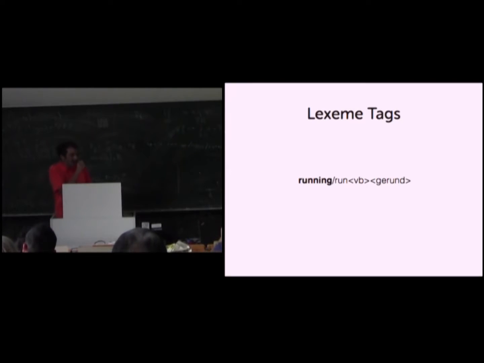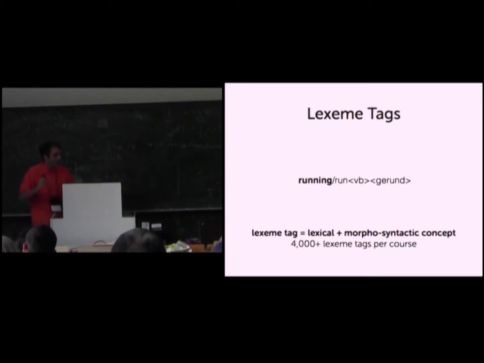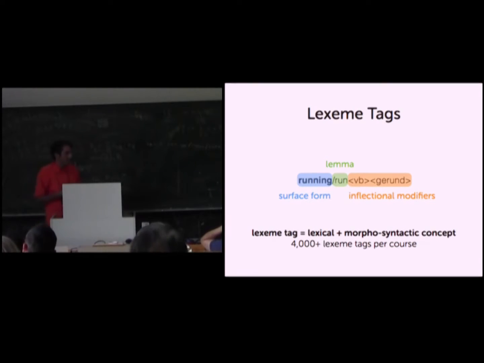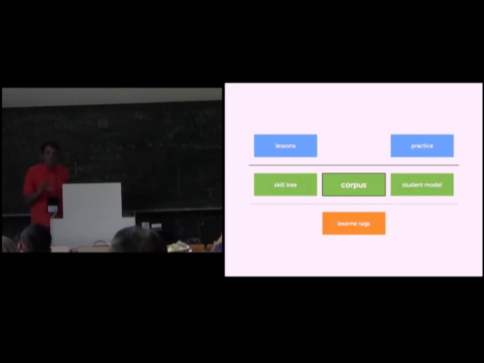Okay, so lexeme tags. There are thousands of these tags for each language in Duolingo. And the way this works is you have a surface form like running. This is the word you actually see when you interact with Duolingo. There's, of course, the lemma form, and the surface form is just an inflected form of the lemma. And how is it inflected? If you've done morphological analysis, these sorts of things should be familiar to you. So for example, running is a verb in a gerund form of run. Okay, so that's the basic unit of Duolingo's content.